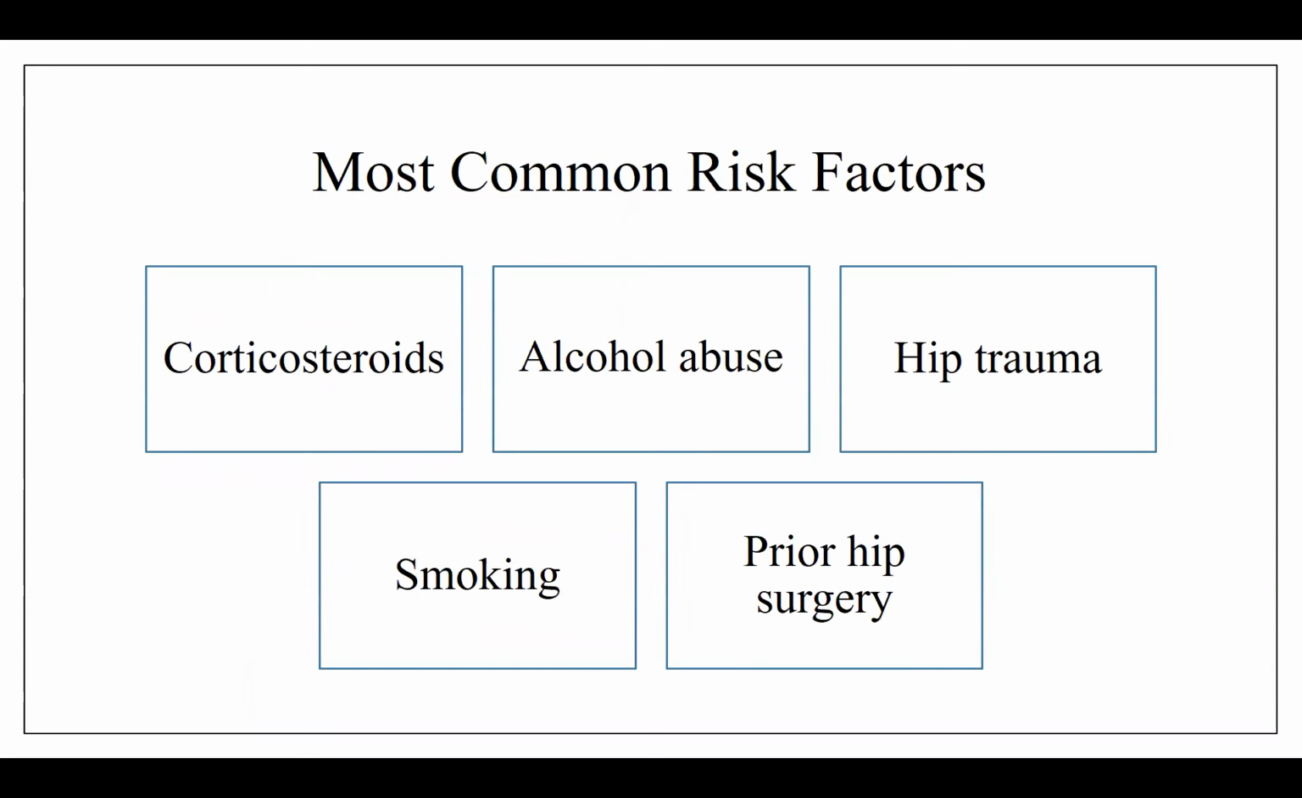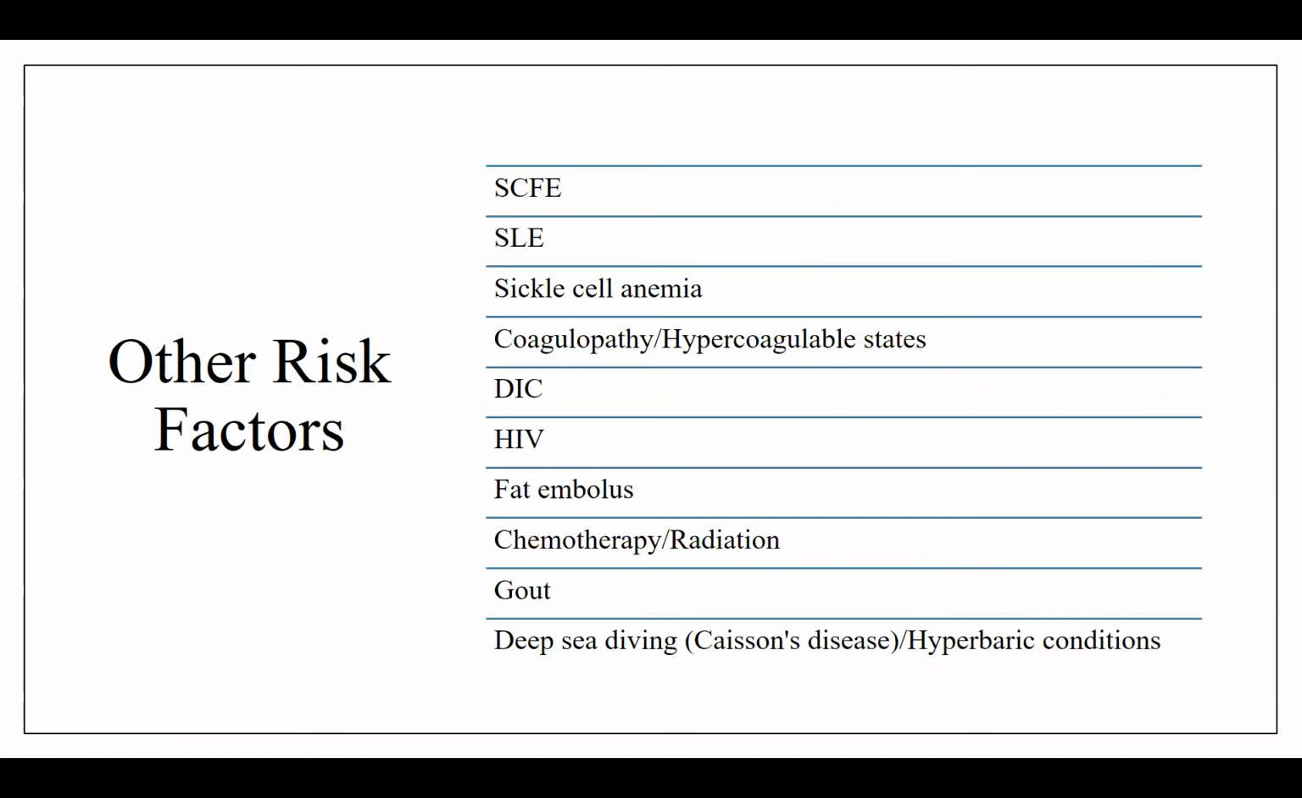The most common risk factors are those listed on this slide. Over 90% of AVNs are caused by corticosteroids and alcohol abuse. Hip trauma is also a significant risk factor, and this includes femoral neck fractures and hip dislocations. Smoking and prior hip surgeries are also among the more common risk factors. This slide lists some of the other risk factors, but they're not as common. There's SCFE in the pediatric population, sickle cell anemia, coagulopathy in hypercoagulable states, and chemotherapy and radiation therapy as well.